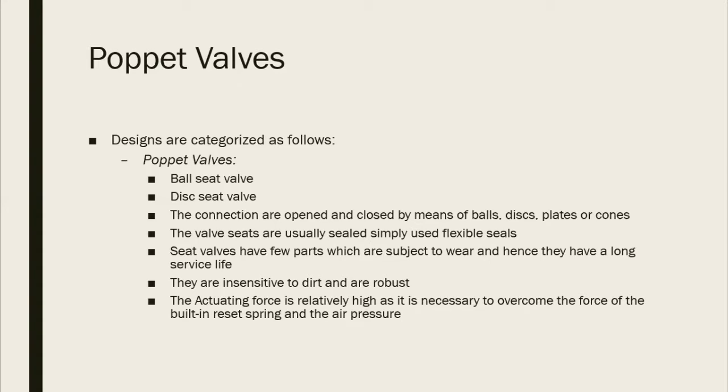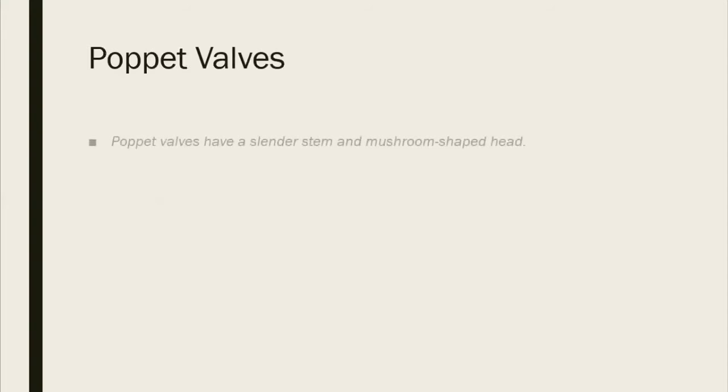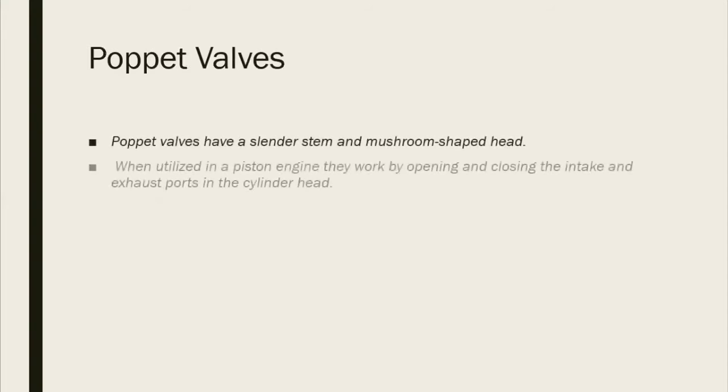The valve seats are usually sealed simply by using flexible seals. Seat valves have few parts which are subject to wear, and hence they have a long service life. They are insensitive to dirt and are robust. The actuating force is relatively high, as it is necessary to overcome the force of the built-in reset spring and the air pressure. Poppet valves have a slender stem and mushroom-shaped head.